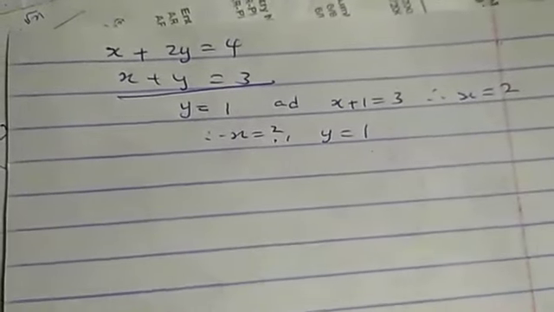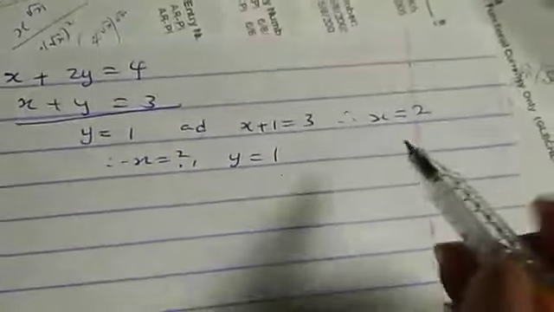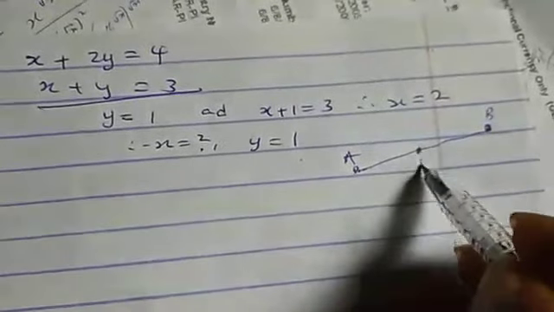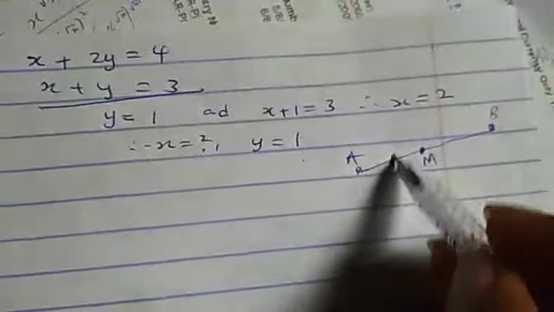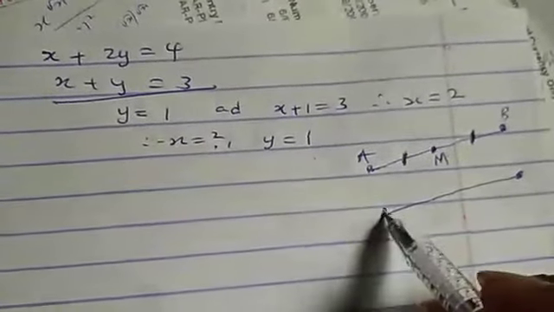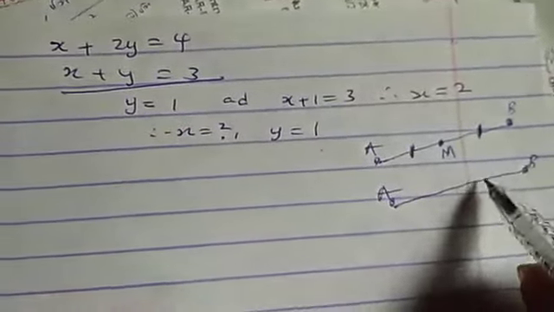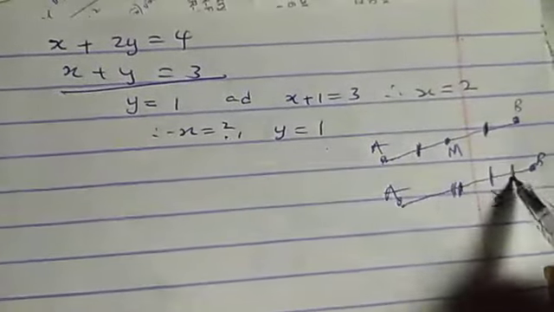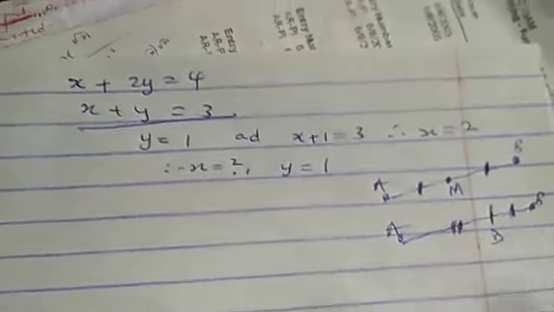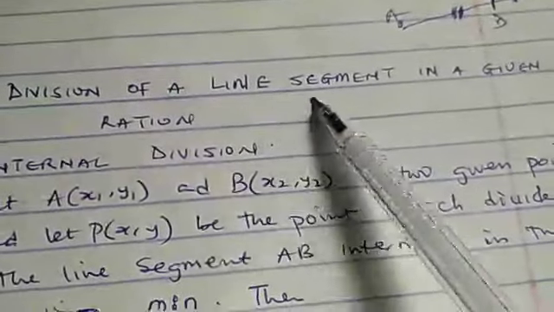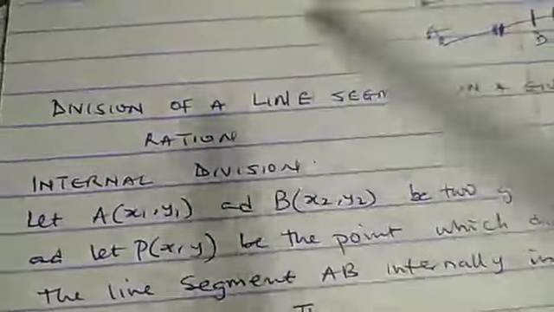Now we have considered a case whereby, if you have point A here and point B here, and this is the midpoint, definitely what we have here will be equal to what we have here. Now let's consider a case whereby this is point A and point B, then another point is dividing this. Definitely what we have here will not be equal to what we have here. So in this case, we call this division of a line segment. That has led us to what we call division of a line segment in a given ratio.